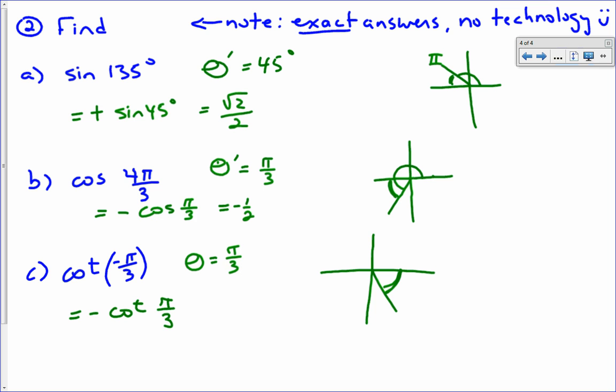So on your chart, take a look at what the tangent for pi over 3 is. And I believe you'll see that it's root 3. So then the cotangent will be 1 over that. So it'll be negative 1 over root 3. But when we rationalize that, we will get negative root 3 over 3 for our cotangent. And that's it for this little second part of that lesson.